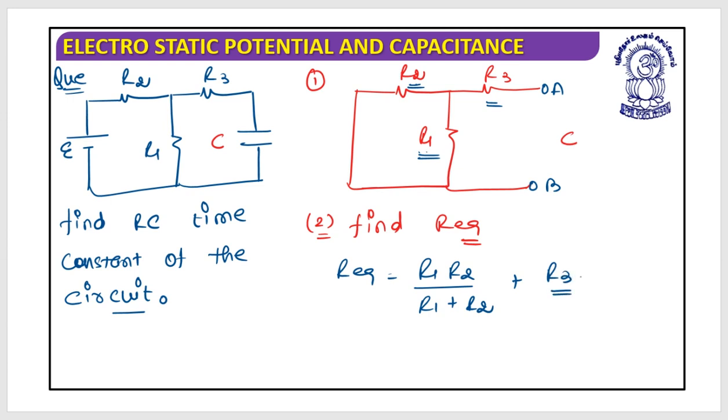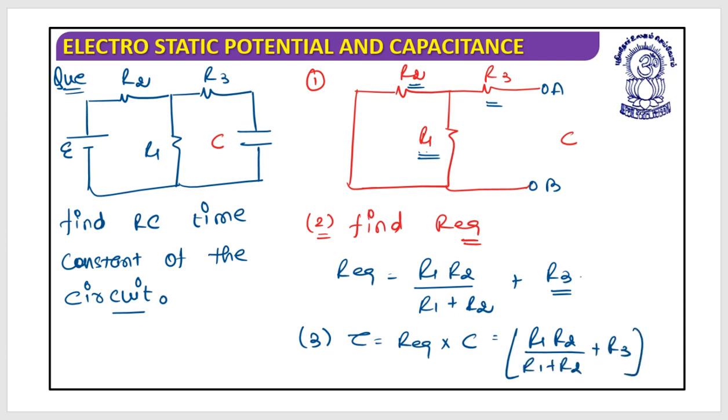And now it's time for the next step. Tau is equal to R equivalent multiplied by capacitance C. So this is equal to R1 R2 divided by R1 plus R2, plus R3, multiplied by C. That's it.